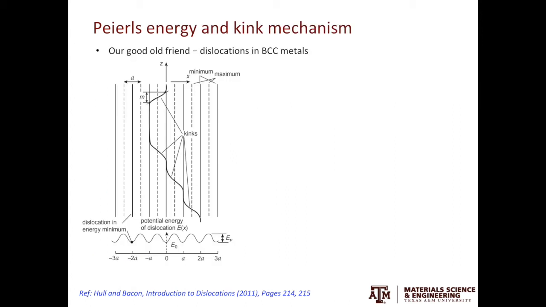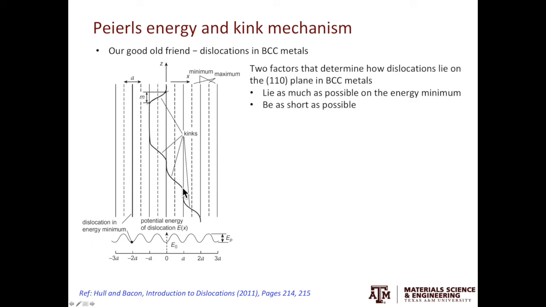Talking about BCC metals, let's look at how dislocations glide in them. This should be our good old friend now. For BCC metals, the edge components have much higher mobility compared to the screw components. And this is the energy barrier if we want to directly glide the screw dislocation. The most stable configuration is to have the screw dislocation lying on its energy minimum. Instead of gliding the entire screw dislocation, the smart way is to nucleate kinks. Once we have kinks forming on the dislocation, there will be two factors that determine how exactly the dislocation will lie on the 110 plane in BCC metals, which depends on the value of E_P, the Peierls energy.